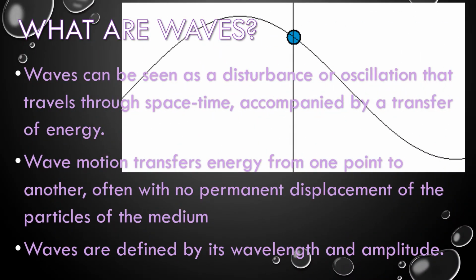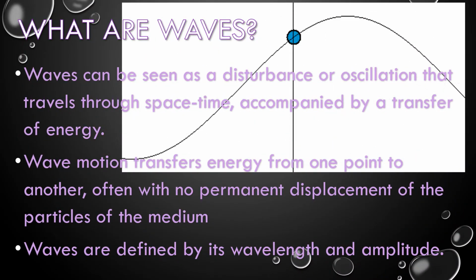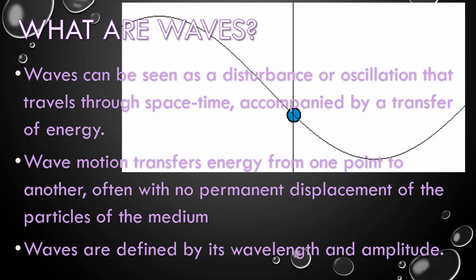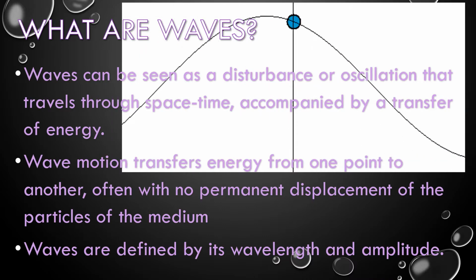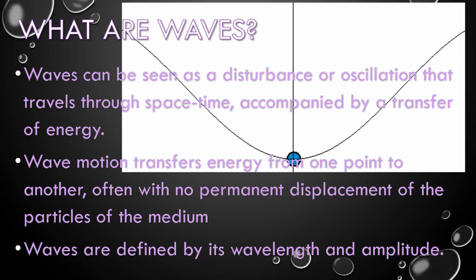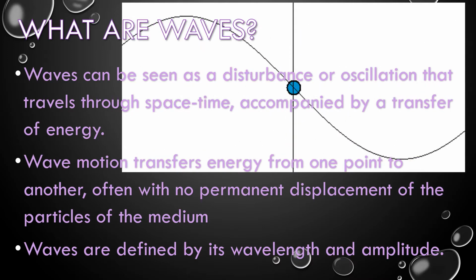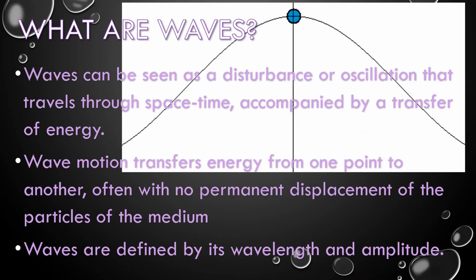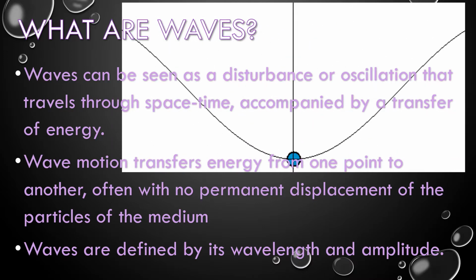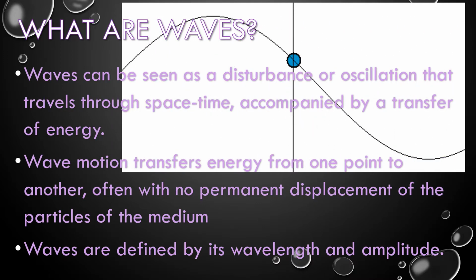What are waves? Waves can be seen as a disturbance or oscillation that travels through space-time, accompanied by a transfer of energy. And just like what we can see in the illustration, wave motion transfers energy from one point to another, often with no permanent displacement of the particles of the medium. Waves are defined by its wavelength and amplitude.